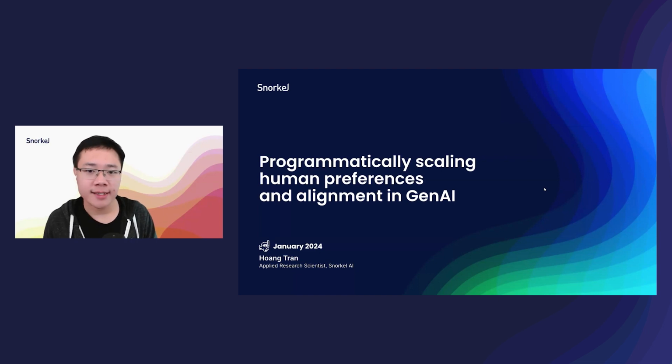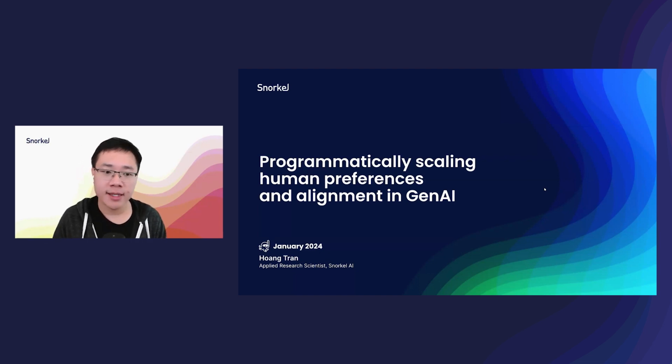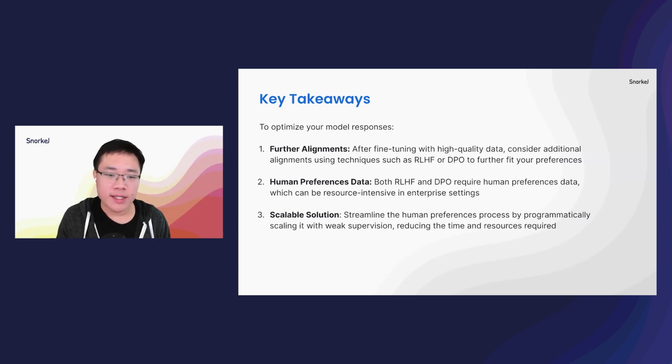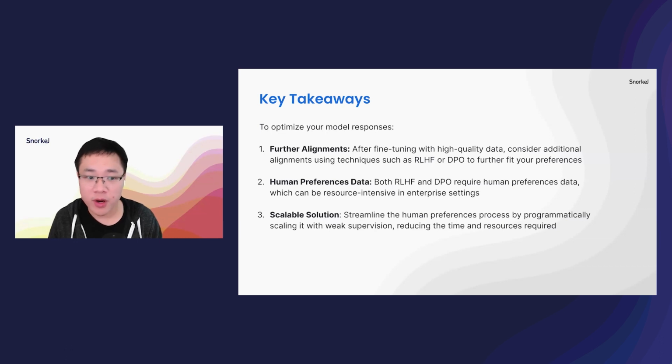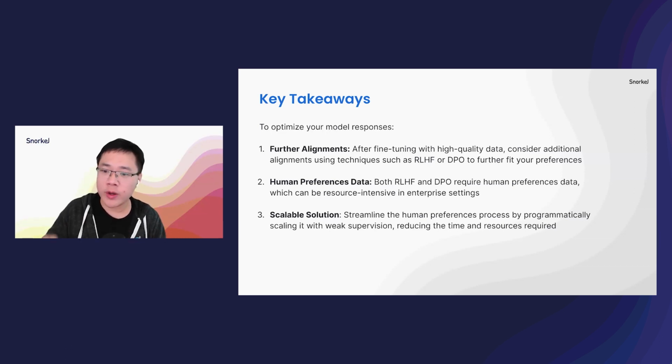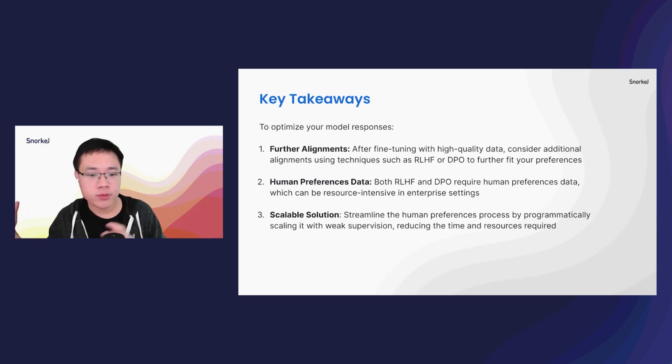I'm an applied research scientist at Snorkel AI. And today I'll be discussing how to programmatically scale human preferences and alignments in GenAI. So the key takeaways I want from the talk today: further alignment is needed. After fine-tuning, please consider additional alignment techniques like RLHF or DPO to further fit your preferences. Human preference data is crucial in this process, which can be very resource intensive in enterprise settings. In order to streamline that human preferences process, you can try programmatically scaling it with Snorkel solutions, reducing the resources required.